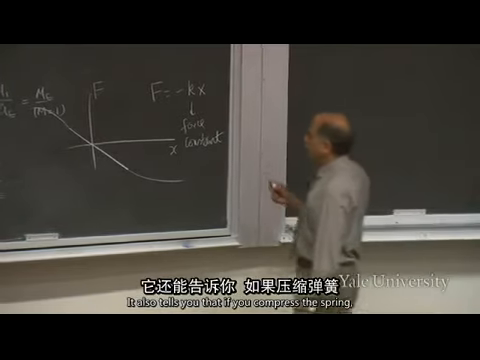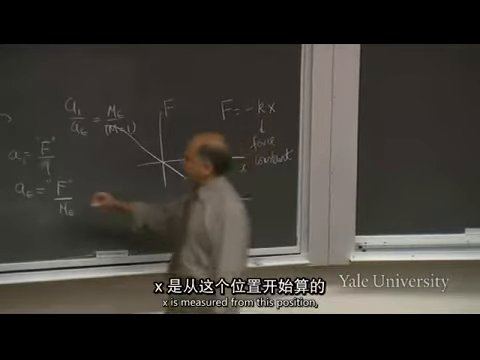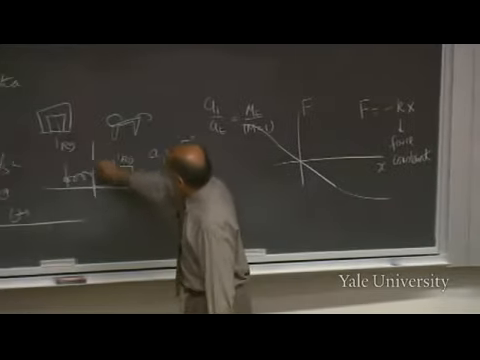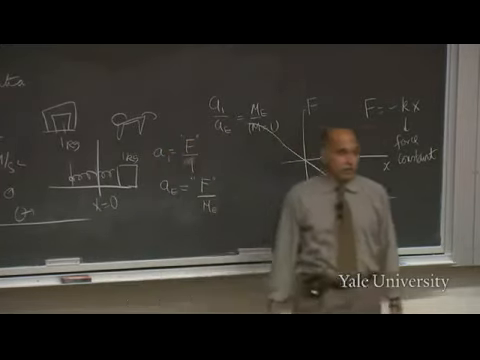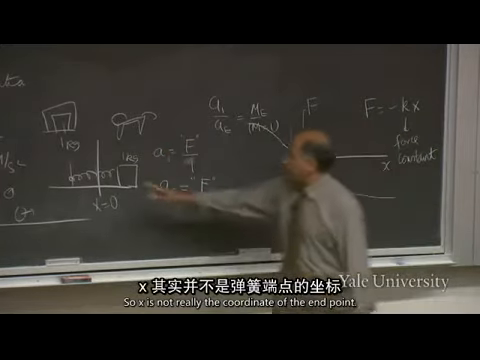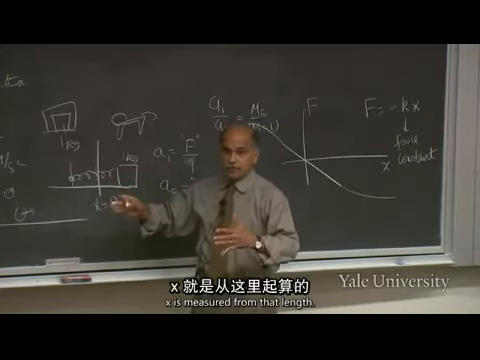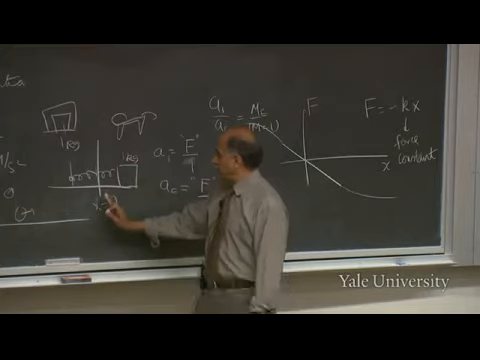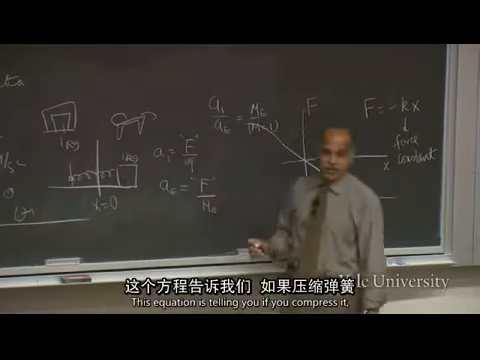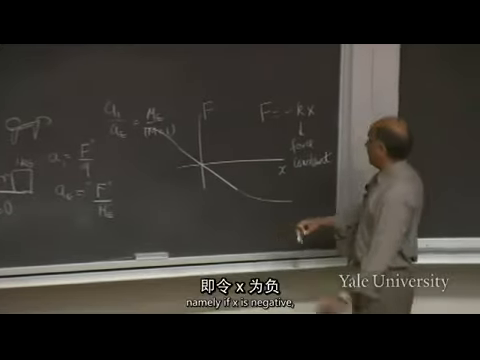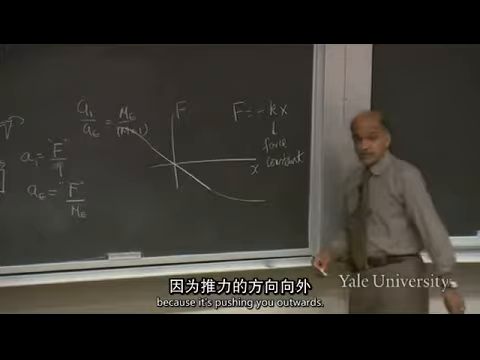It also tells you that if you compress the spring, x is measured from the position where the spring is neither compressed nor expanded. So x is not really the coordinate of the end point. You got to understand that. Springs have a natural length. So x is measured from that length. If it's positive, it means you stretched it. If it's negative, it means compressed. And this equation is telling you if you compress it, namely if x is negative, F will be positive because it's pushing you outwards.